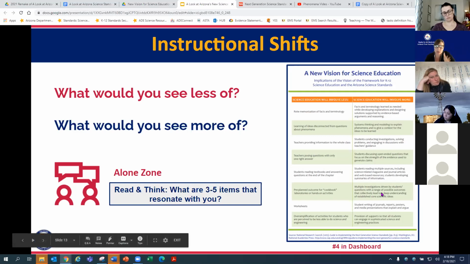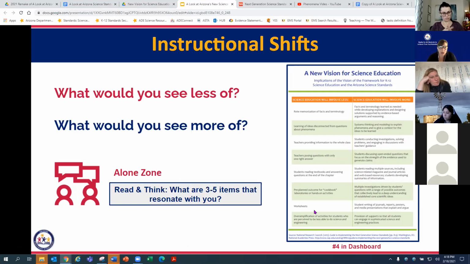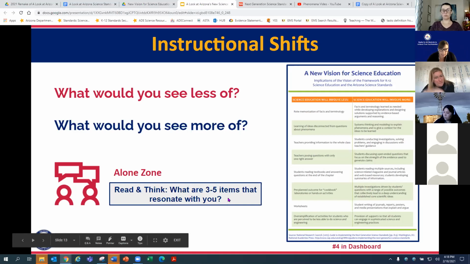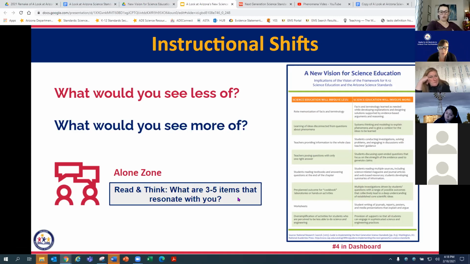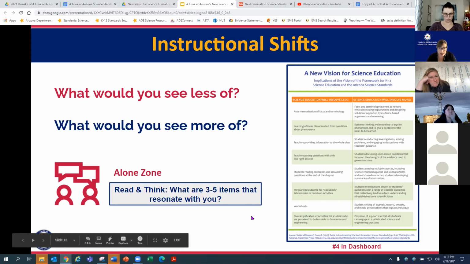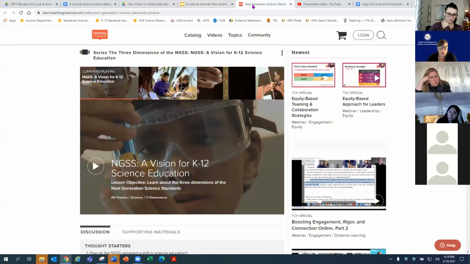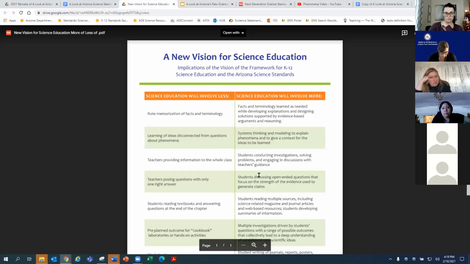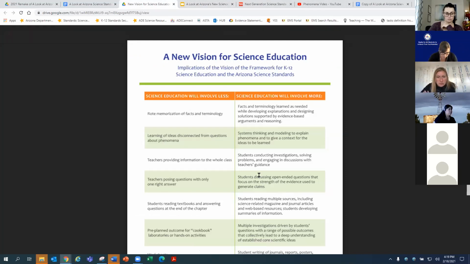So you're going to go in the alone zone. You're going to read a little bit. You're going to think for a second about what 3 to 5 things really stuck out with you. Because when we all come back together, we're going to go into a collaborative Jamboard and share our ideas. So I'm going to start the timer for alone zone right now, 3 minutes to read and think about the new vision. Okay, timer starting now.